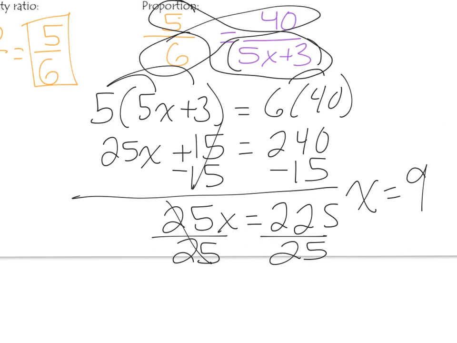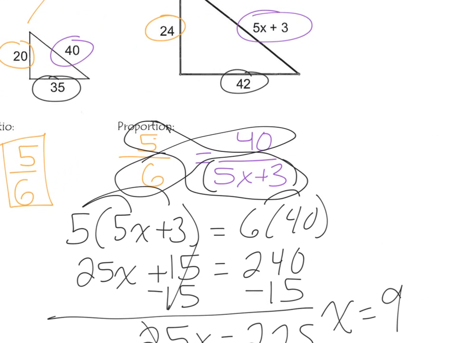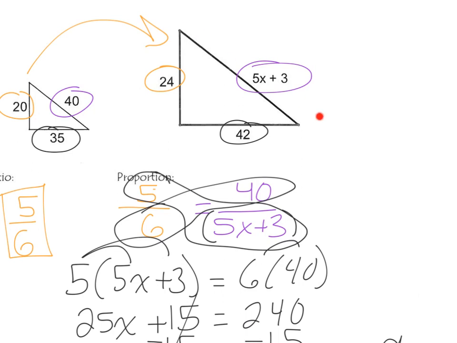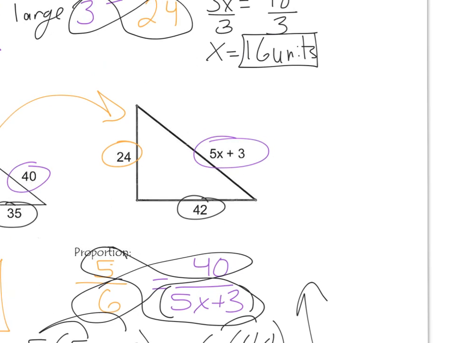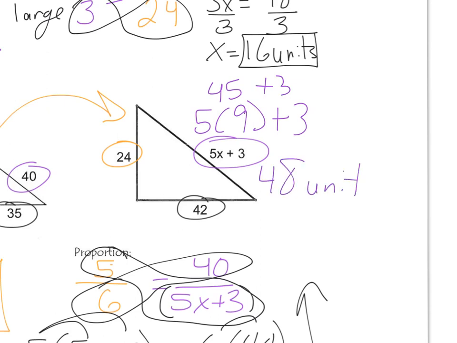Now in this case, that 9 is not 9 units because this side here is not just x, it's 5x plus 3. So to figure out what that side would be, we just found out that x is 9, so we're going to use that to our advantage up there. We are going to do 5 times that 9 plus 3, just like we've been doing. 5 times 9 gives me 45 plus 3, so this is 48 units. That would be this length of the triangle right here.